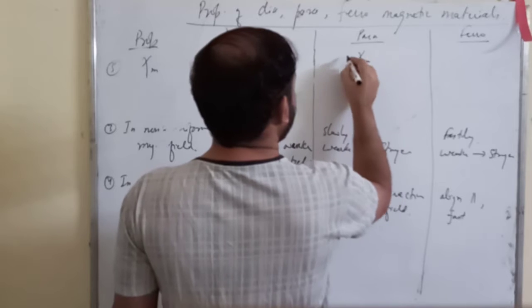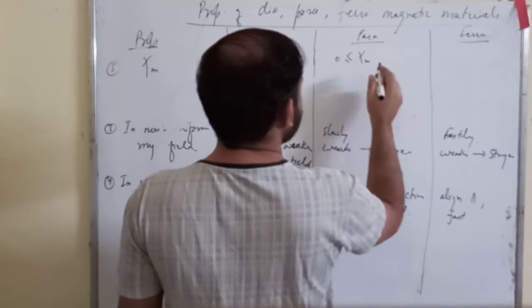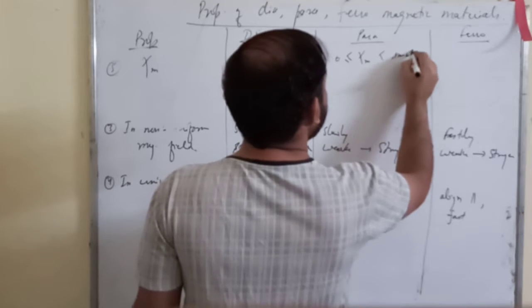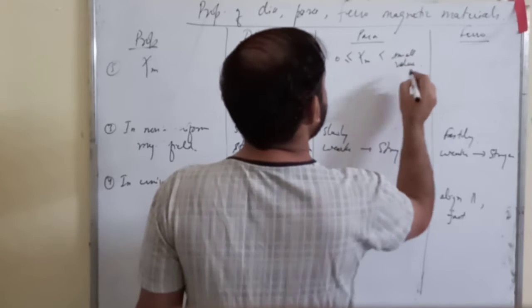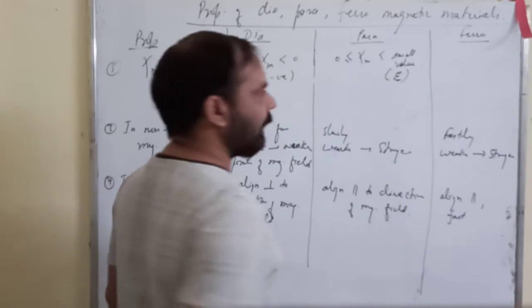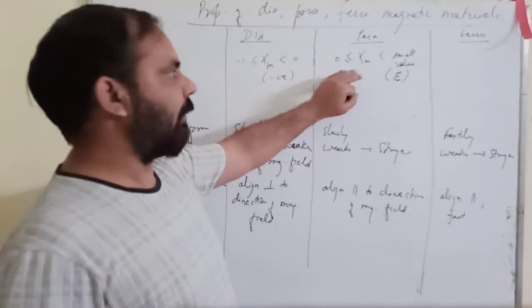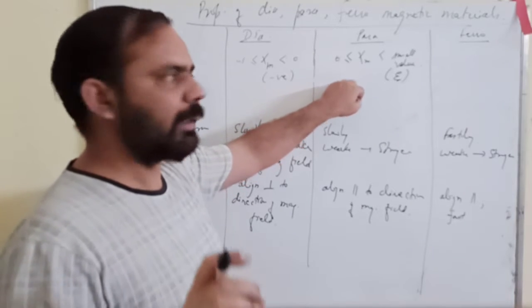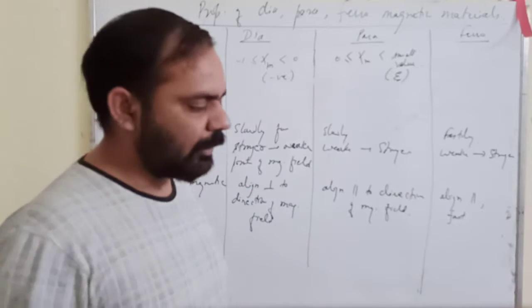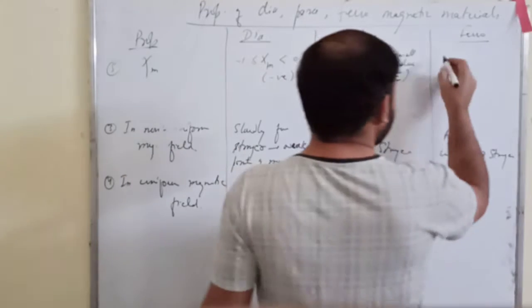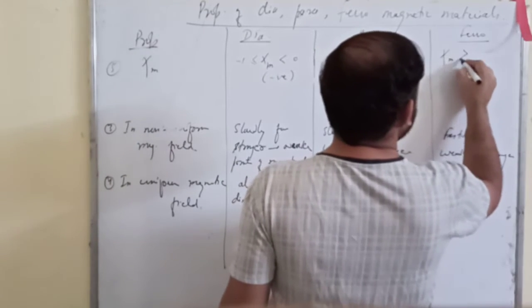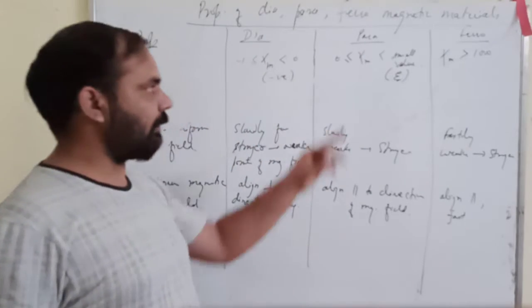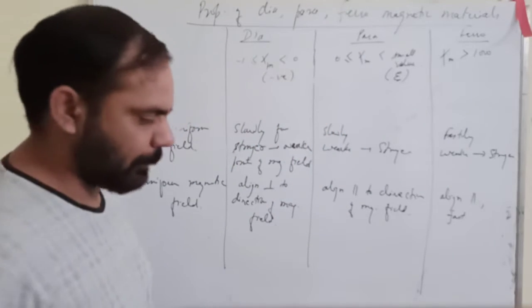For paramagnetic materials, chi m is more than or equal to 0, but less than a very small value. We generally denote this small value by epsilon, which means their value of chi m will be positive but very small. It's just slightly greater than 0. For ferromagnetic materials, the chi m value is very much greater. It is greater than 1000.